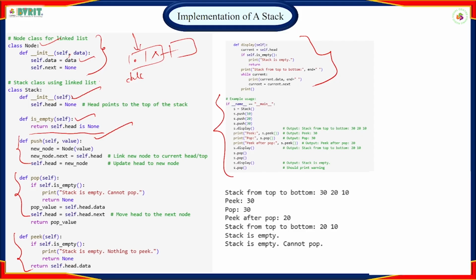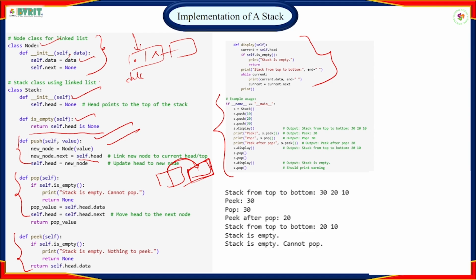This is the push operation. Whenever we insert a new element into the linked list, new_node equals Node(value). Then new_node.next equals self.head, meaning it will jump to the next node. Whenever we insert a new element, it will jump to here. Then self.head equals new_node, meaning the head node is the new node. That is the push operation.